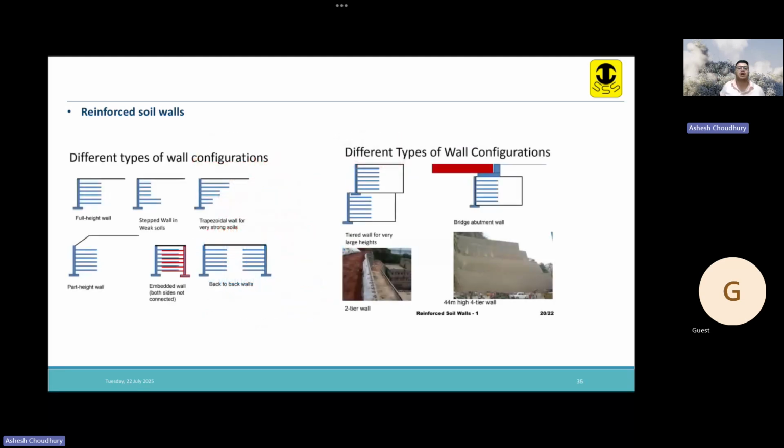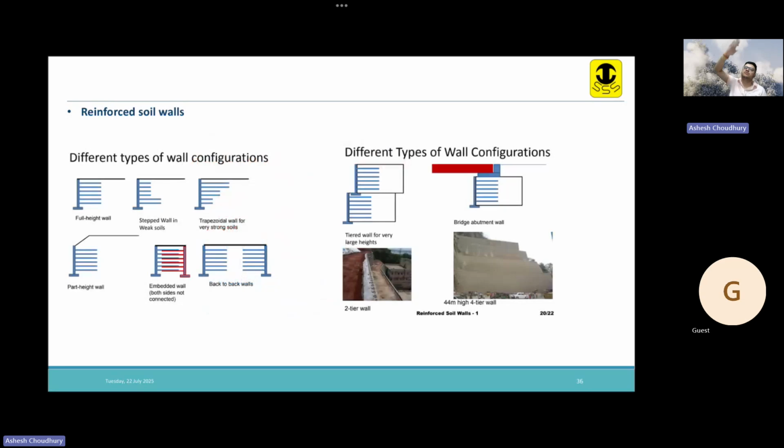So these are some of the configurations of reinforced soil walls. You can have a full height wall, a stepped wall, trapezoidal walls with very strong soils, stepped walls in weak soil, part height walls, back to back embedded walls, and back to back walls. Some other wall configurations are also shown, tiered walls, two tier walls.